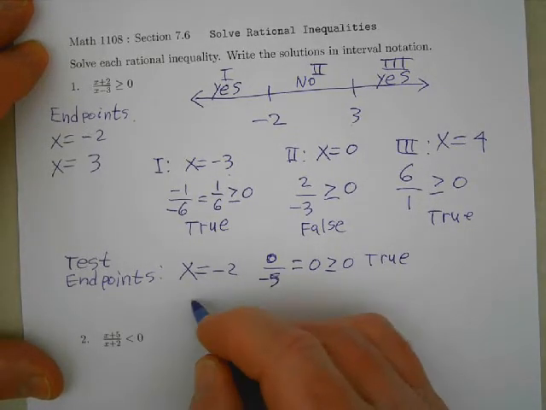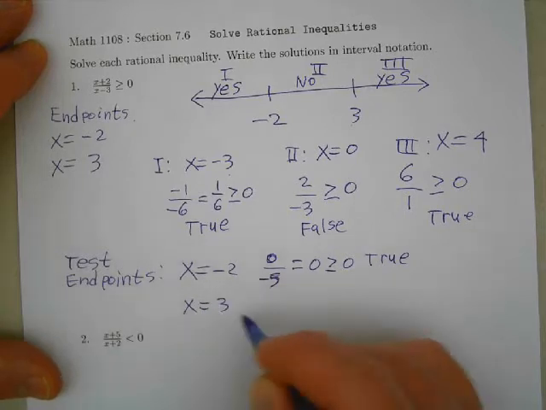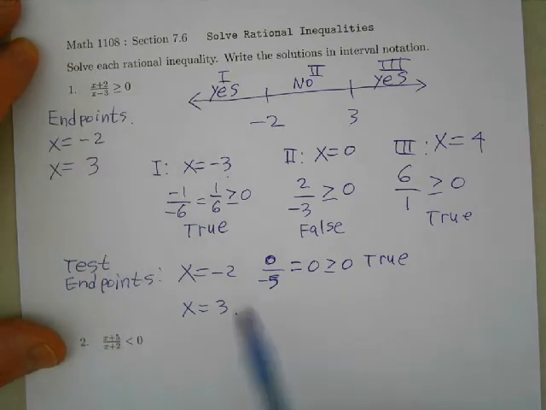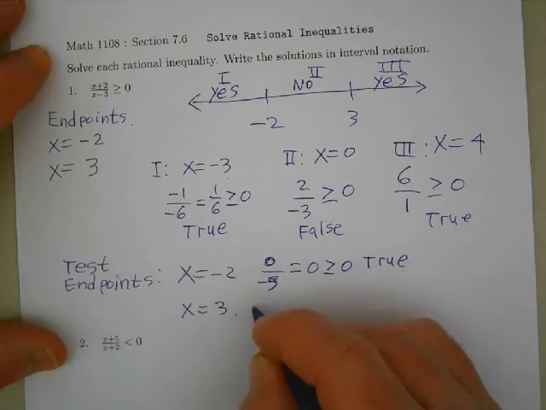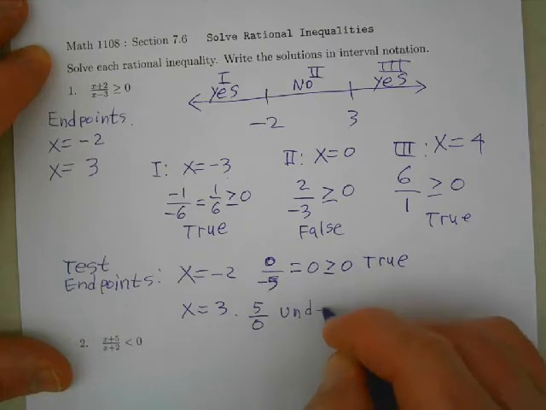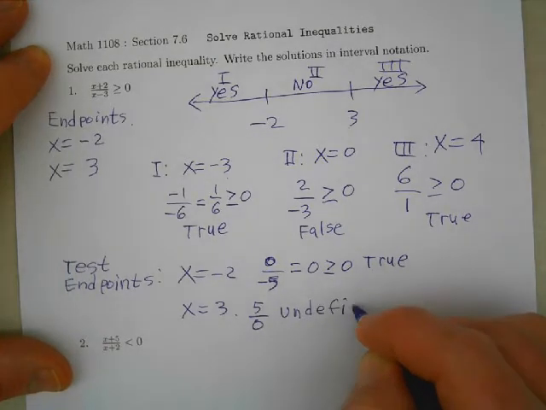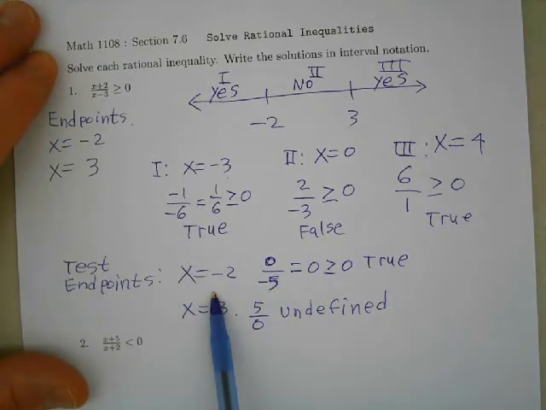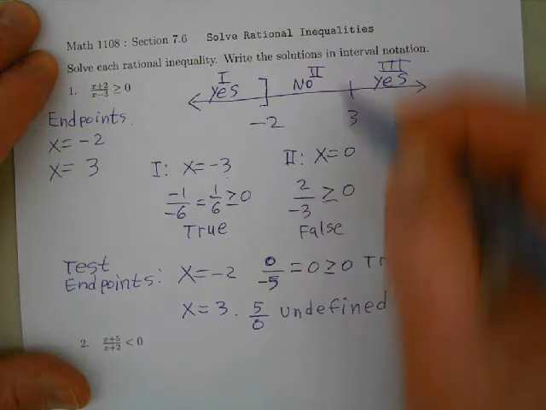The other endpoint, x equals 3, replace every x in the inequality with 3. In the numerator, 3 plus 2 is 5. In the denominator, 3 minus 3 is 0. But remember that division by 0 is undefined, so that means we exclude the endpoint that comes from the denominator. Okay, so in this case, we're including the endpoint that comes from the numerator.